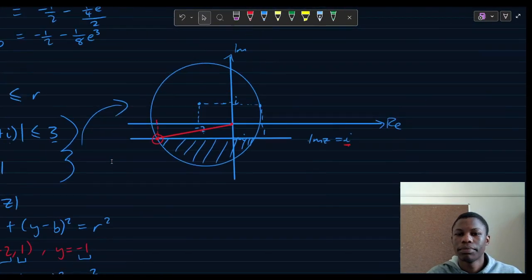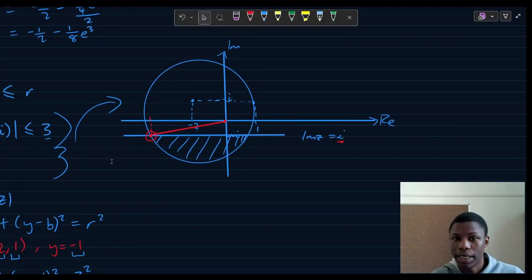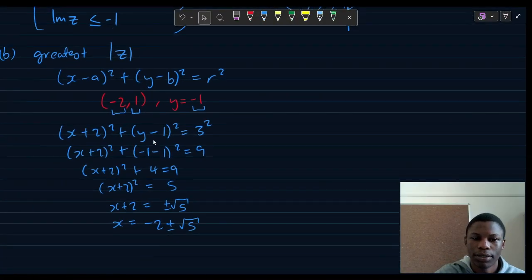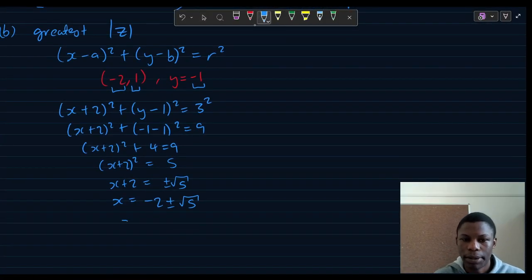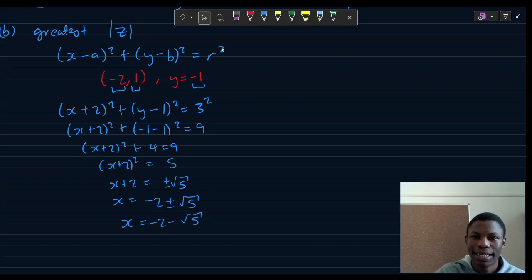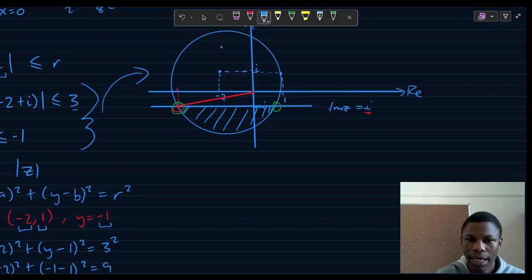But the reason we get two answers is because one of the answers will be for this point of intersection and the other one is for the one that we're interested in. So hopefully you can see that from here we have to take the negative 2 negative root 5 solution as our x value. So our x here is negative 2 negative root 5. So this means that the real part of z at this point is equal to negative 2 negative root 5.